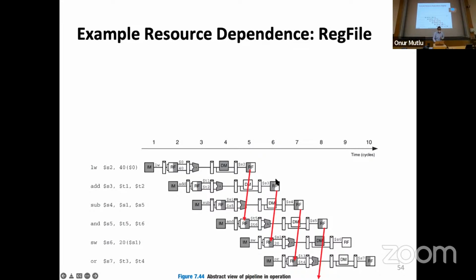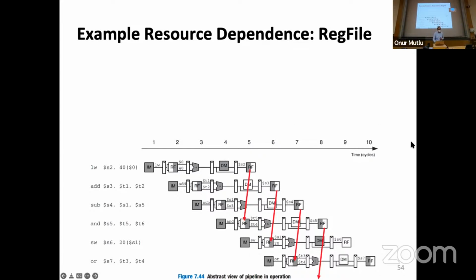Right? And this dependence is very common, as you can see. At least in this program, once the pipeline is full, every single cycle you have this dependence. When one instruction is writing to the register file, another instruction is reading from the register file. That's the reason why we replicated the ports over here.